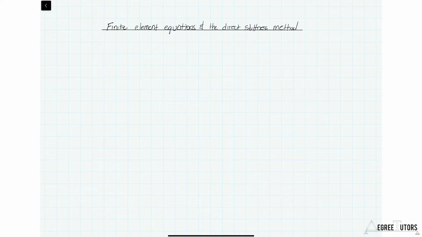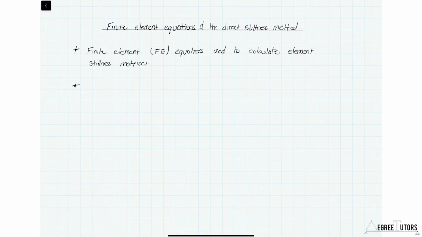We'll start off with the first note that says the finite element equations are used to calculate element stiffness matrices. And the next note we want to write is that the direct stiffness method describes a process of combining element stiffness matrices together to form what's called a structure stiffness matrix.